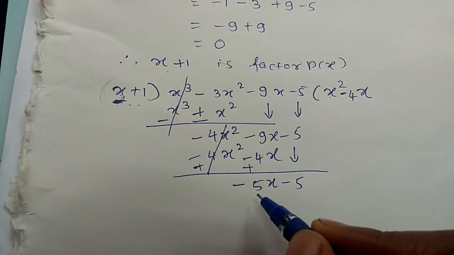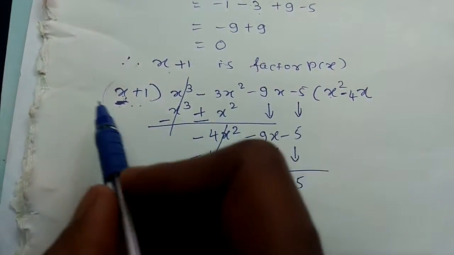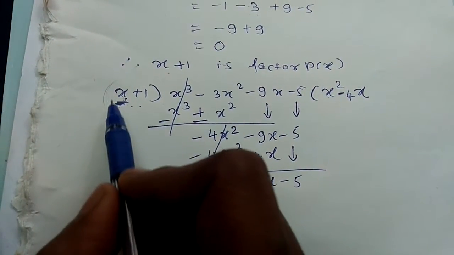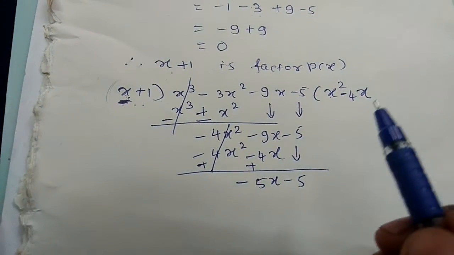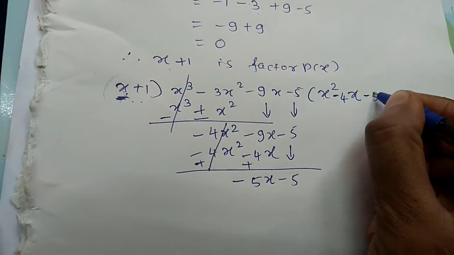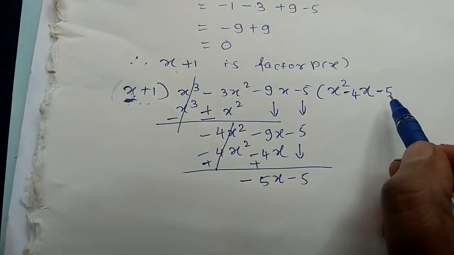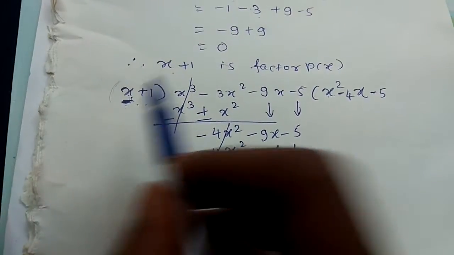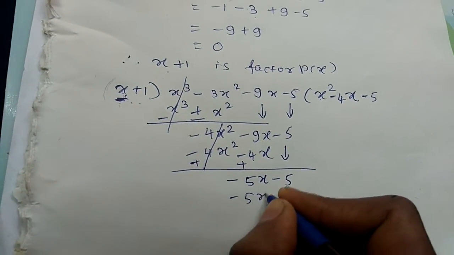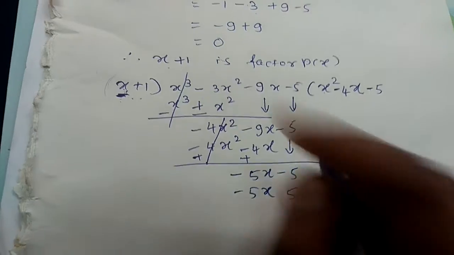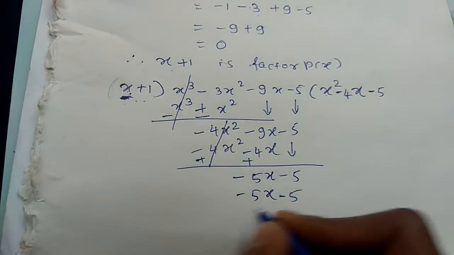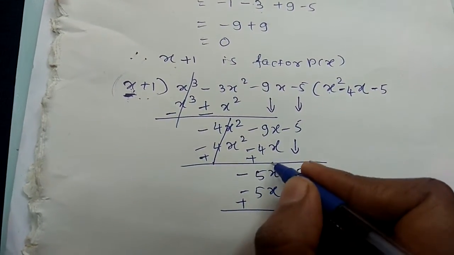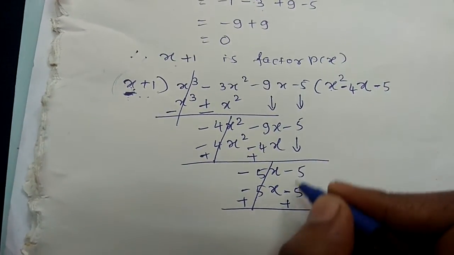Next you have to eliminate minus 5x. Here we already have x, and the quotient is minus 5, and here we have 1. So 1 into how much is minus 5? Minus 5 into 1 will be minus 5. So minus 5 into x will be minus 5x. Next start multiplying. x into minus 5 is minus 5x. 1 into minus 5 is minus 5. Plus minus will be minus. So change the sign of the second row. Minus 5x plus 5x will be 0. Minus 5 plus 5 will be 0.